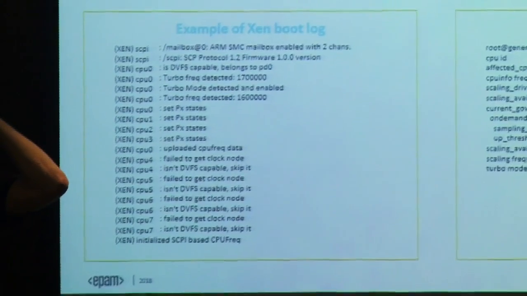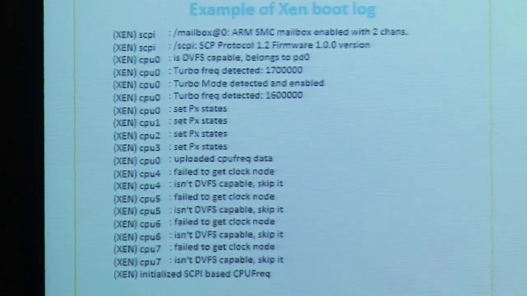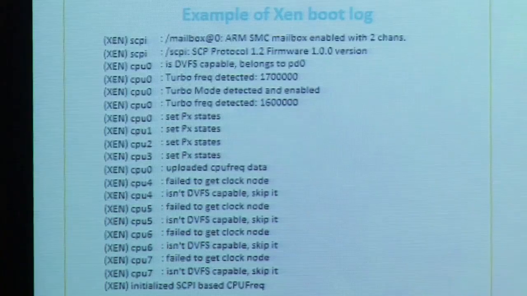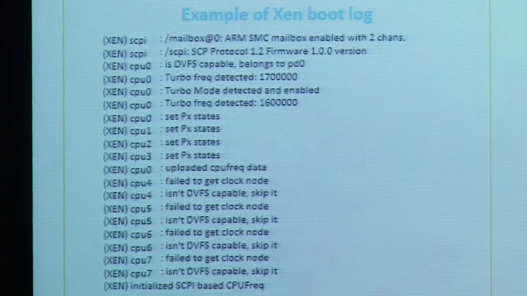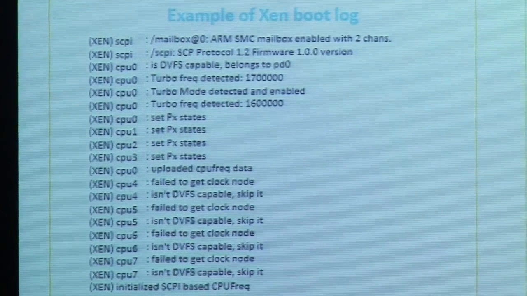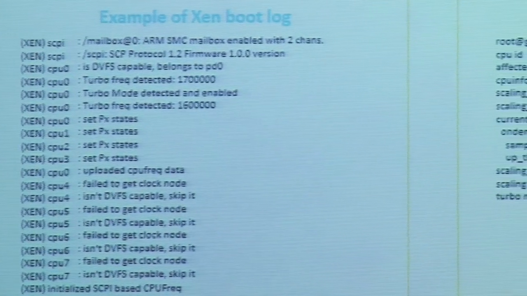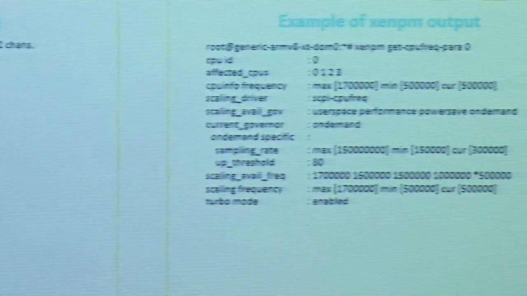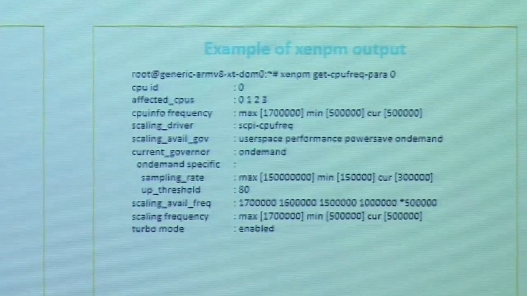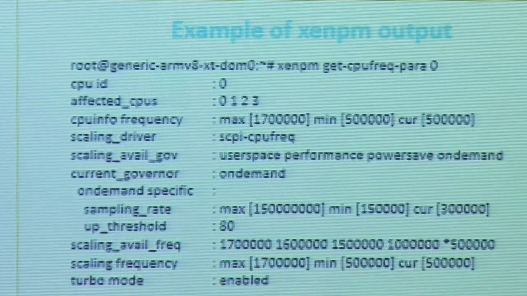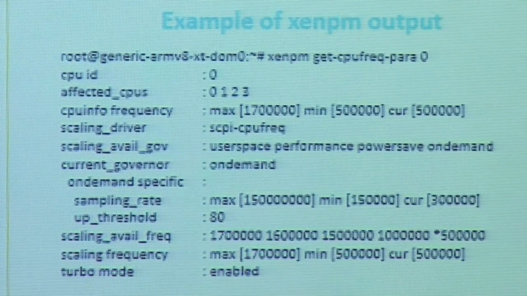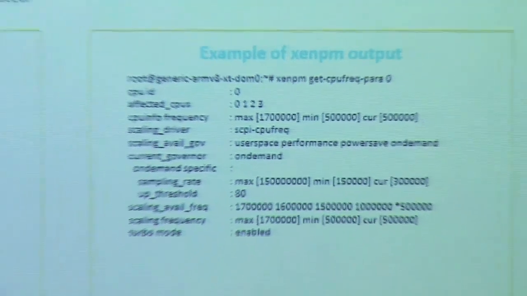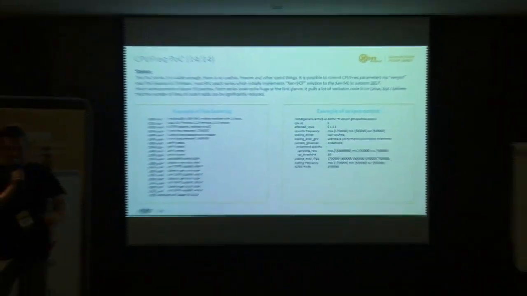The patch series looks quite huge at first glance. It pulls a lot of third-party code from Linux, but I believe that the number of lines of code it adds can be significantly reduced. So there is definitely a way for optimization. As an example, you can see the CEN boot log and the output of the CEN PM command.